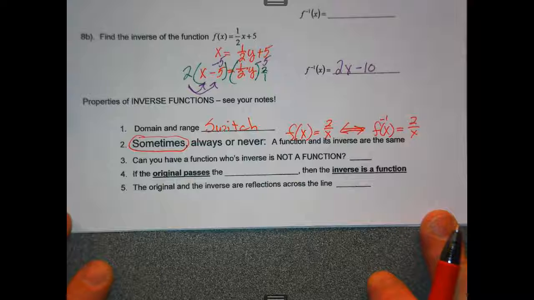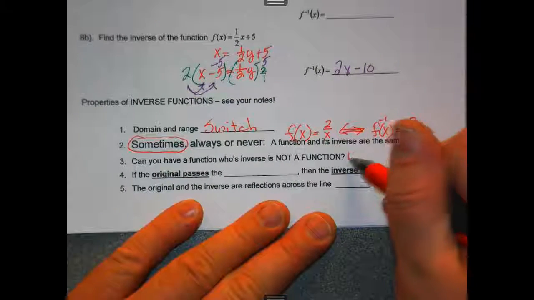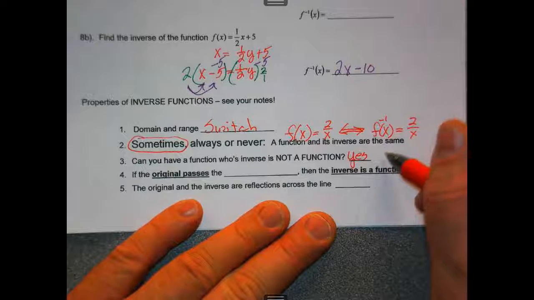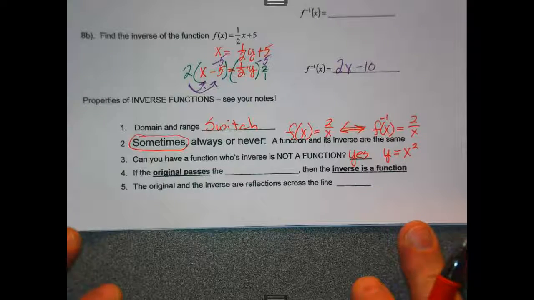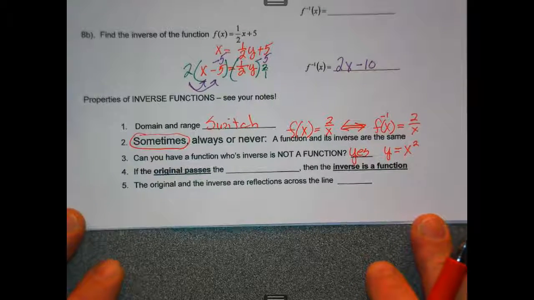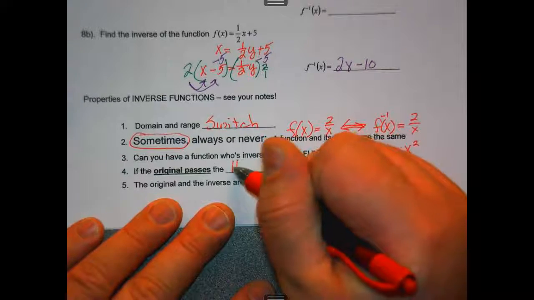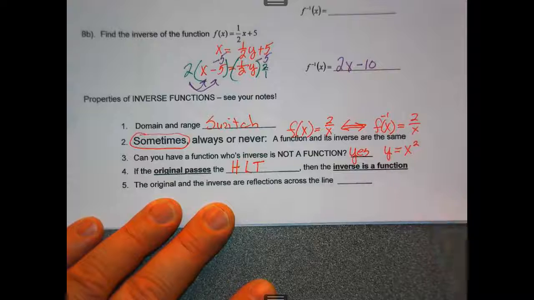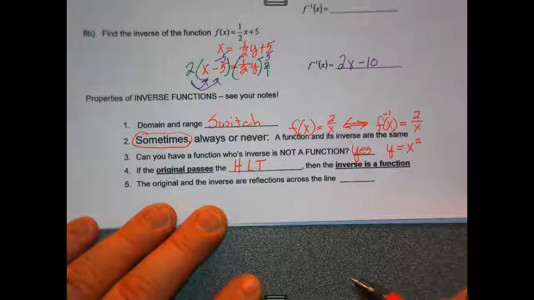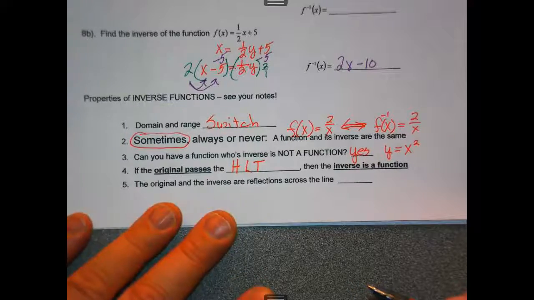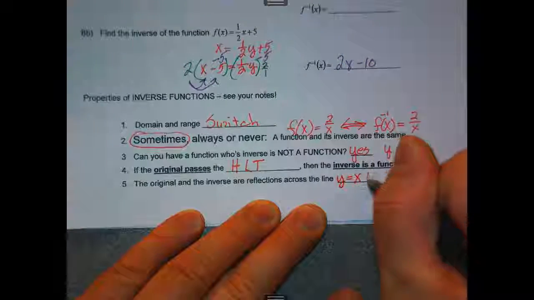Can you have a function whose inverse is not a function? I did an example of that too. The parabola, right? Quadratic. And if the original passes the horizontal line test, then the inverse is a function. The original and inverses are reflections across the y equals x.